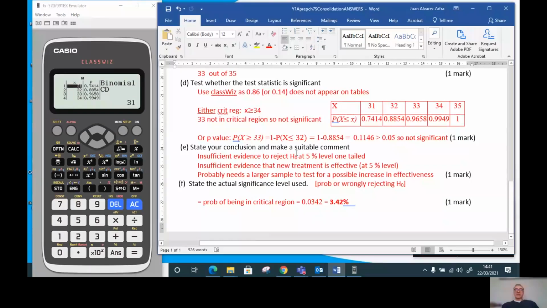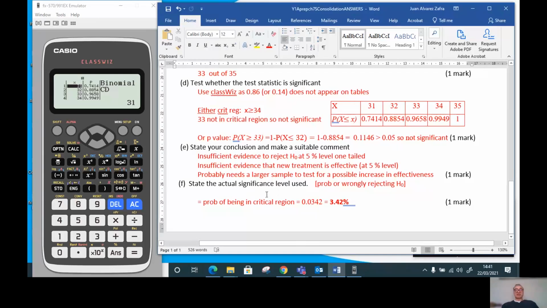State your conclusion and make a suitable comment. So we have to make a comment mathematically, and we have to make a comment about the situation. So there's insufficient evidence to reject H0 at the 5% level, one-tailed. Insufficient evidence that the new treatment is effective at the 5% level. So it probably needs a larger sample to test for a possible increase in effectiveness. The fact that we haven't got enough evidence doesn't mean that the new treatment isn't more effective. It's just that we haven't got sufficient evidence that it has improved.